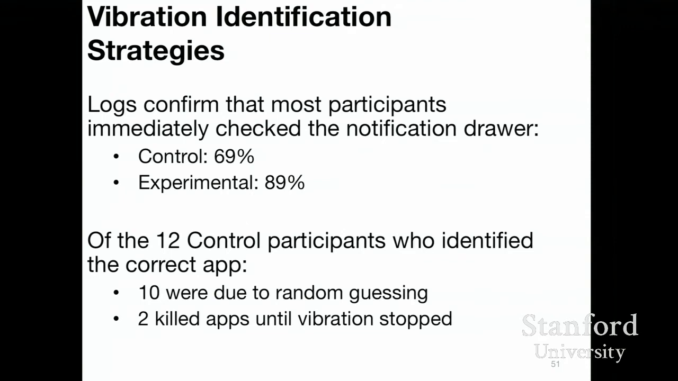What was also interesting was that on all the devices, we instrumented the OS so that we knew exactly where they were clicking on the screen and what widgets they were interacting with, so that we could go back and check things like whether they expanded the notification drawer at the top. And what we found was that 90% of the people in the experimental condition did, but so did 70% of the people in the control condition.